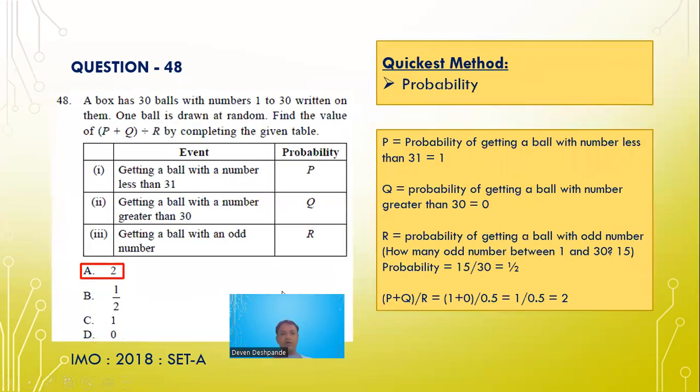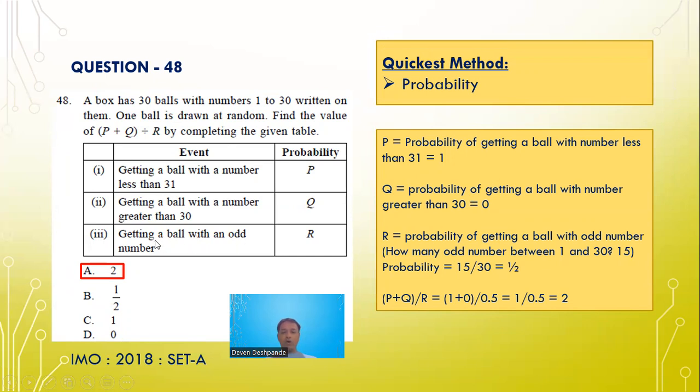A box has 30 balls with numbers 1 to 30 written on them. If one ball is drawn at random, find the value of P plus Q divided by R by completing the given table. Getting a ball with a number less than 31, which is a sure shot probability. So P is 1, isn't it? Because all the balls are between numbers 1 and 30. So if you pick up any ball, it will be less than 31. Next, having a ball with a number greater than 30. This probability is 0 because there are only balls between numbers 1 and 30, isn't it? So the probability of getting a ball having a number greater than 30 is 0.